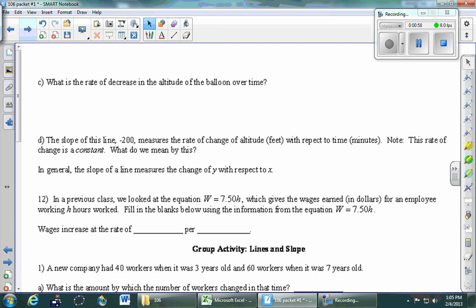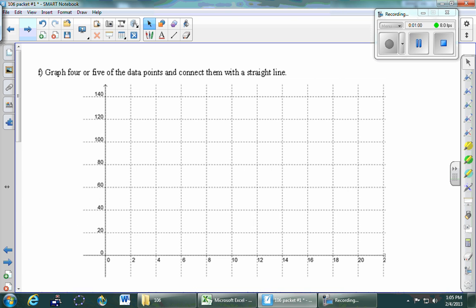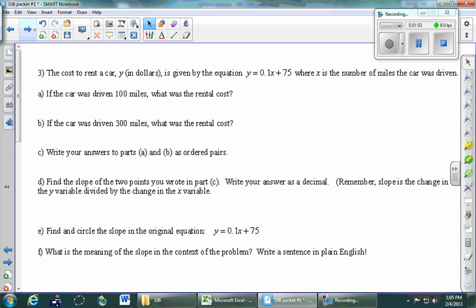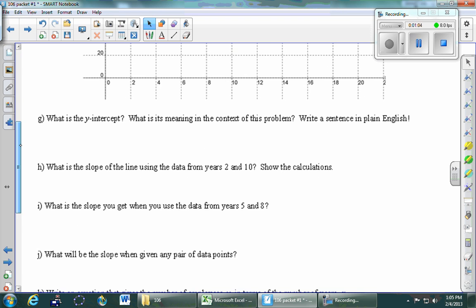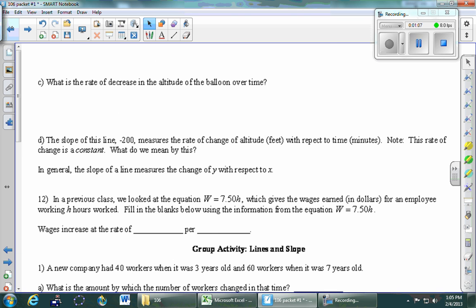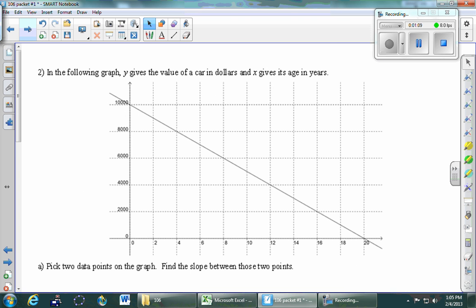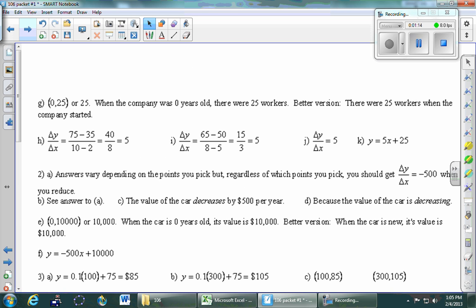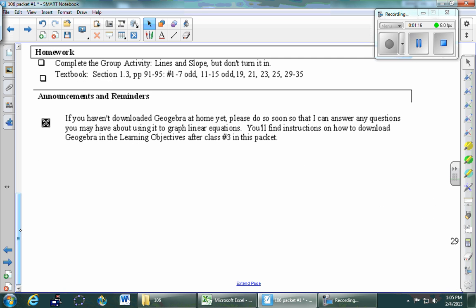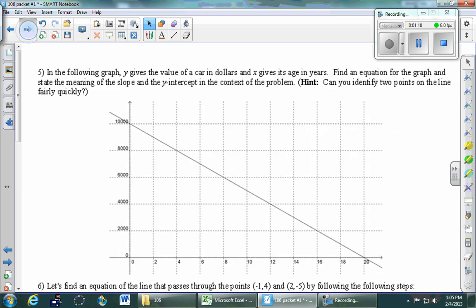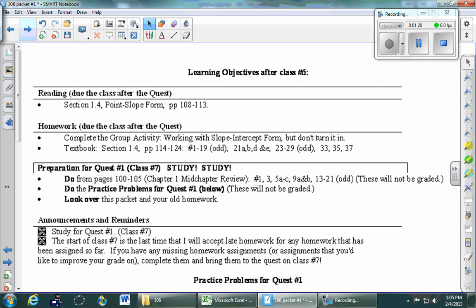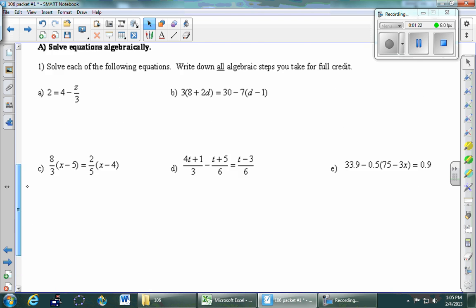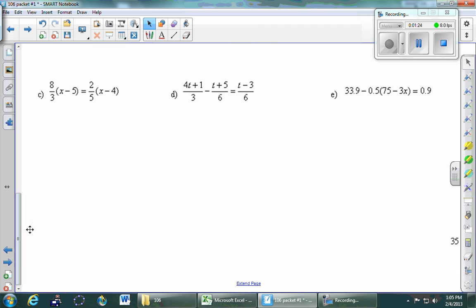In terms of resources for the quest, let's just see if we can find some sample problems. If anybody can help me out and tell me where they are. Maybe it's back here, actually. It should say something like sample problems for quest number 1. Thank you, 35. So if you jump to page 35, I just want to let you know about this resource.